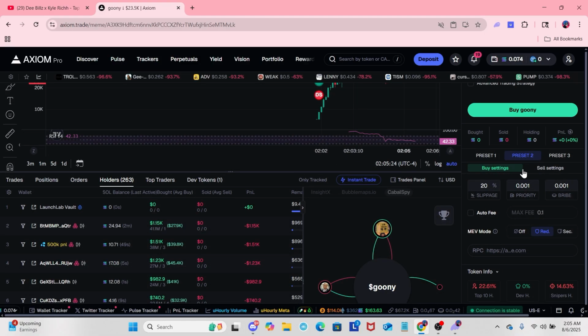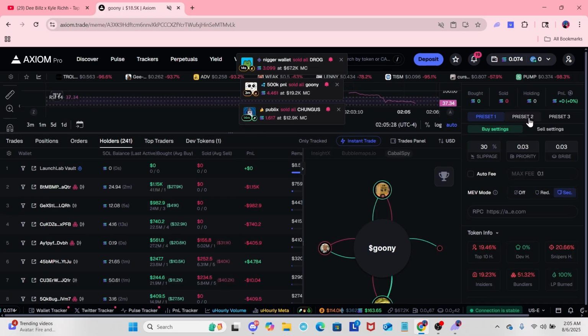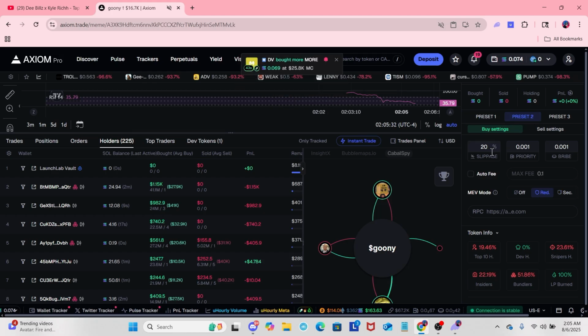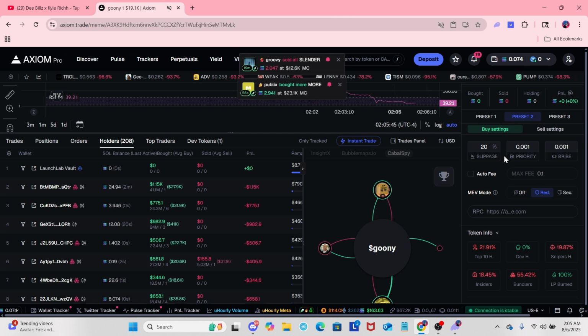But let's start with buy settings. Obviously, Axiom has presets, so you can have different setups. We'll start with the first one though. Slippage. Slippage basically means how fast it puts you into the coin above everybody else. So the higher the slippage, the better chance you get of quickly putting in money.